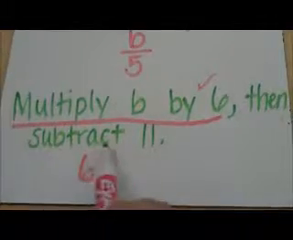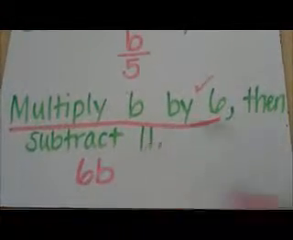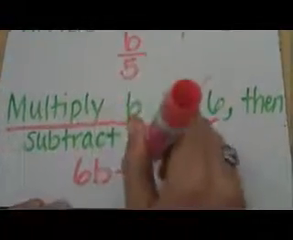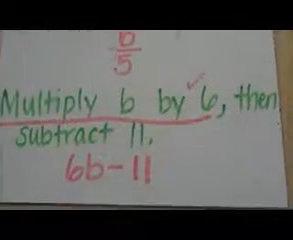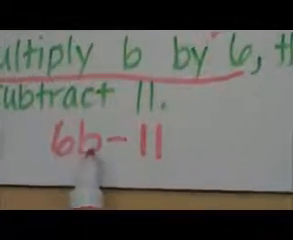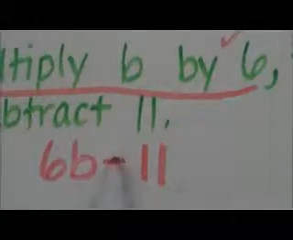Then subtract 11. Do exactly as it says. Multiply b by 6, 6b, then subtract 11, minus 11.